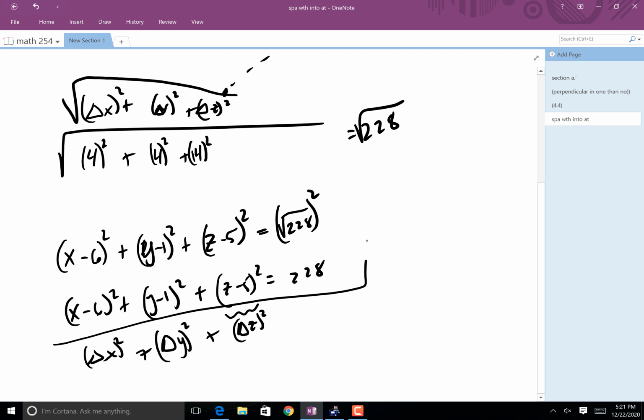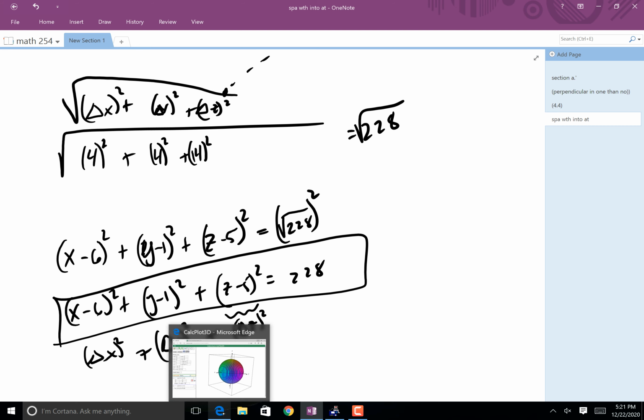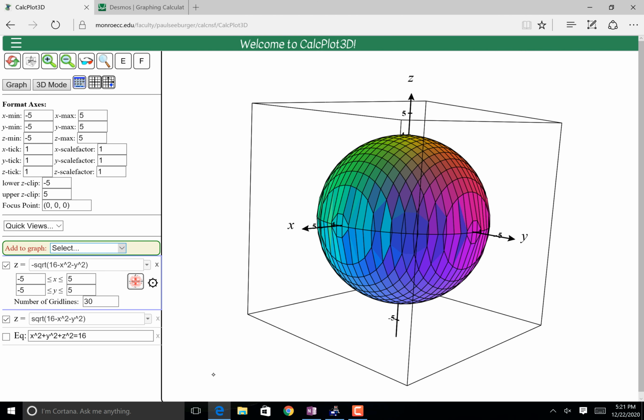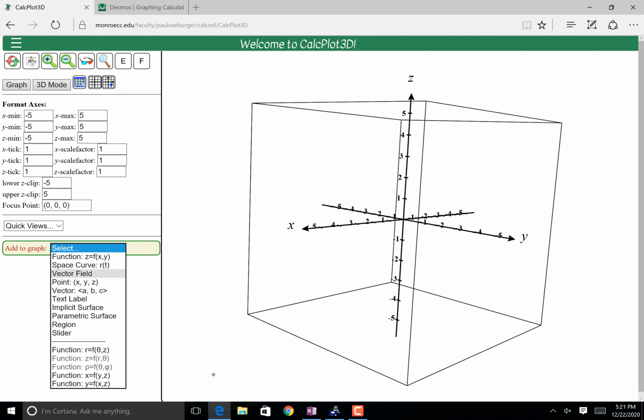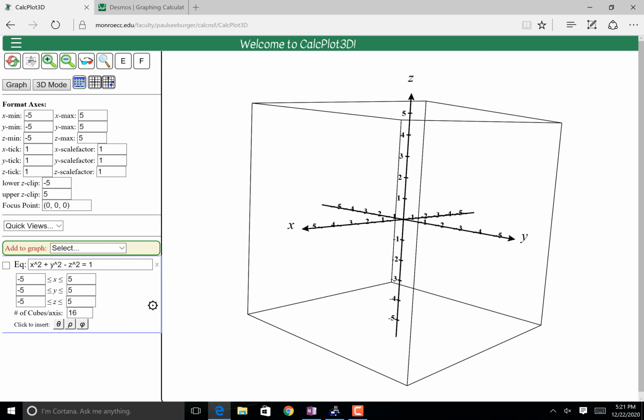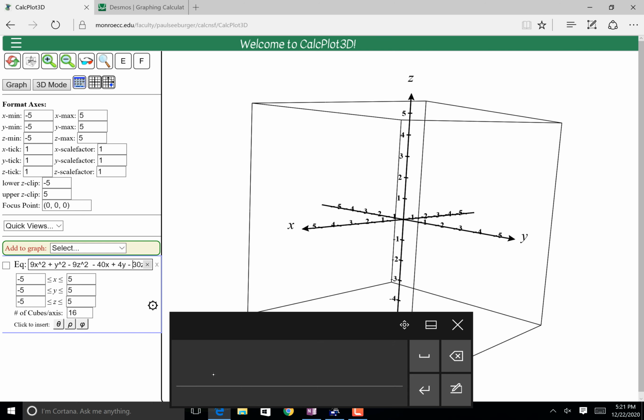So if you graph this fella right here, you will get a sphere that has (6, 1, 5) for a center, and it will pass through the other point in question. So let's do this for fun, shall we? All right. So let's do an implicit surface. And, oh, fiddle faddle. There we go.